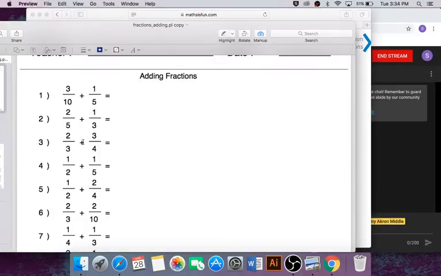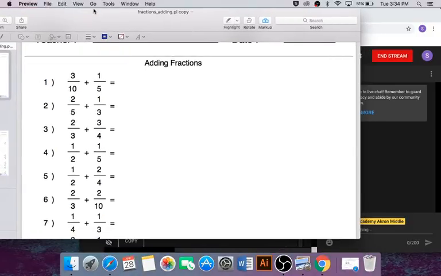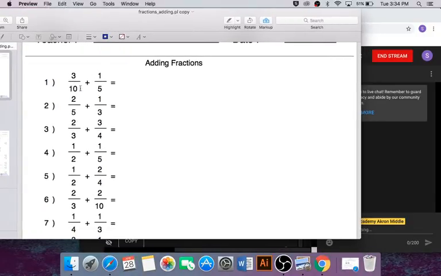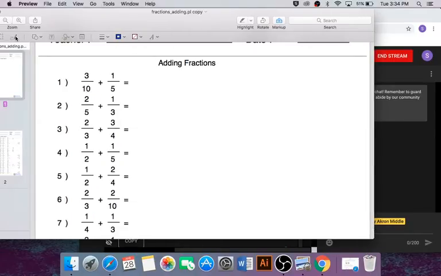So this week I just have some examples for us to do together. So our first example, we have 3 over 10 plus 1 over 5. So we have to find which number goes into both 10 and 5. And you can use your multiplication chart to pull this up. But 10 is going to be the number that goes into both of them. So both of our fractions are going to be over 10.